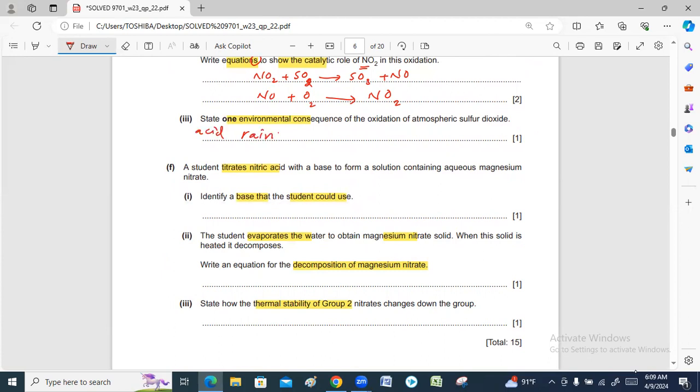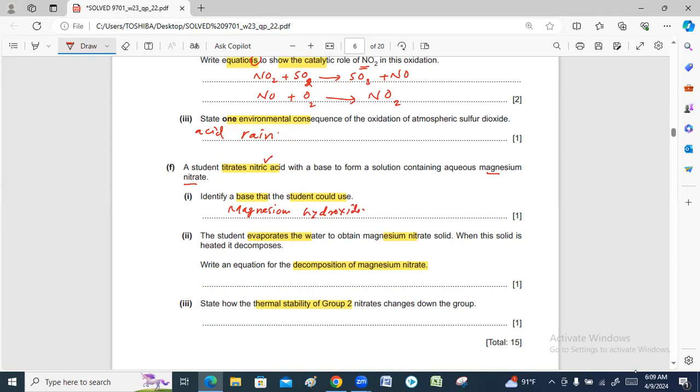A student titrates nitric acid with a base to form a solution containing aqueous magnesium nitrate. Identify the base that the student used. So, nitric acid and magnesium nitrate. You have to write down the base of magnesium, and the magnesium base is magnesium hydroxide. So this is magnesium hydroxide.